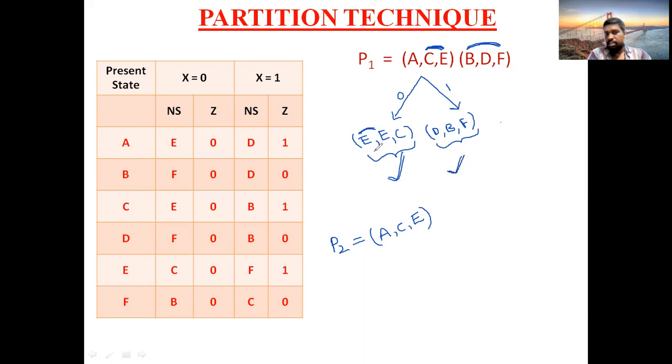What is the condition? Whatever the format you came here, that same format should exist in the previous one. See here, E comma C existing in same group. Here also E comma C existing in same group. D, B, F existing in one group. Here also D, B, F existing in one group. So both one successor is satisfied, 0 successor is satisfied. When both are satisfied, no need to partition this group. Okay, next.